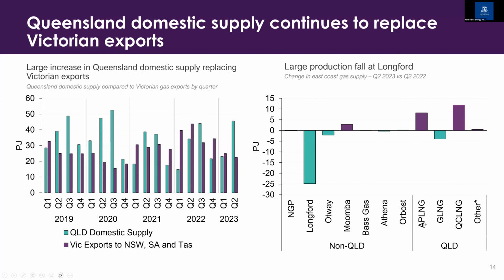In talking about the chart on the right, we'll just show the different production facilities and their year-on-year change. In non-Queensland sites here, you can see the big change here is Longford. That's coming out 25 PJs, which is quite a significant decrease in output. I'll talk about Longford in the next slide in a bit more detail. But we also saw decreases in Otway, although to a much lesser degree, but still significant. And that was offset by increases in Moomba, which is a reversal of the trend of decreases for the last few years. And there you can see the Queensland LNG projects' significant increase.